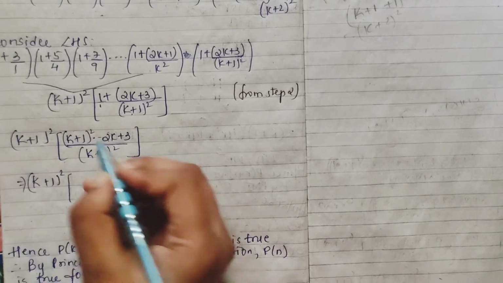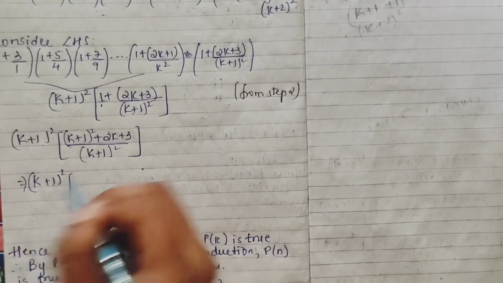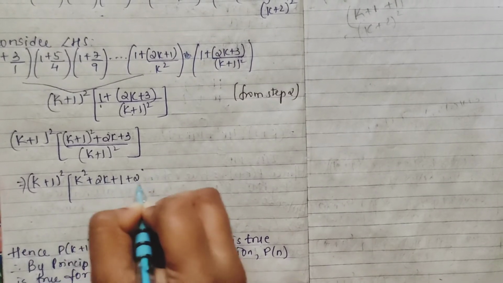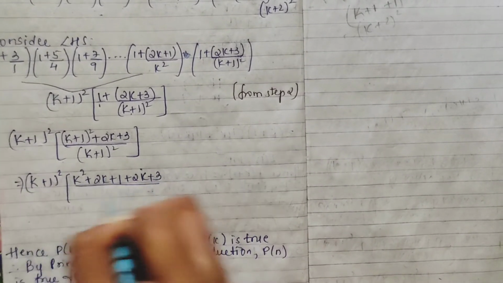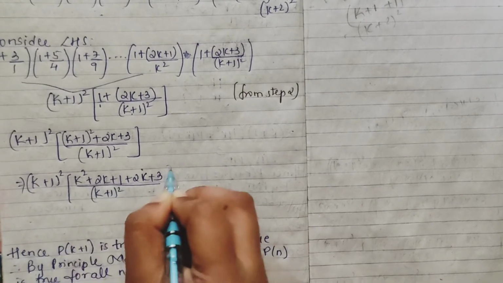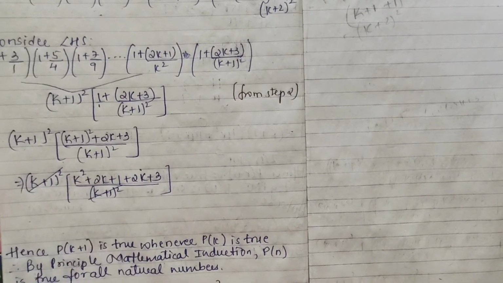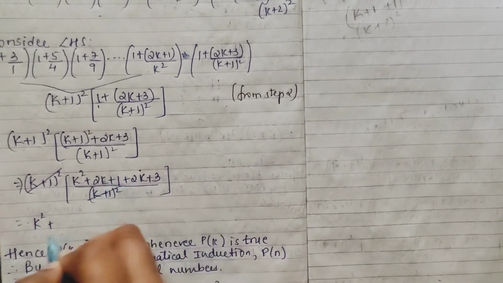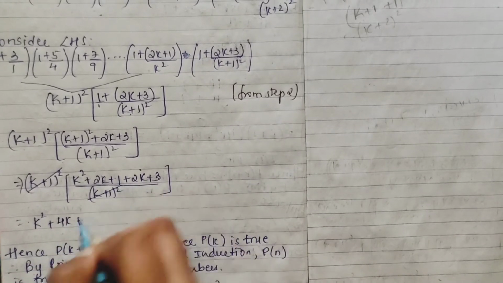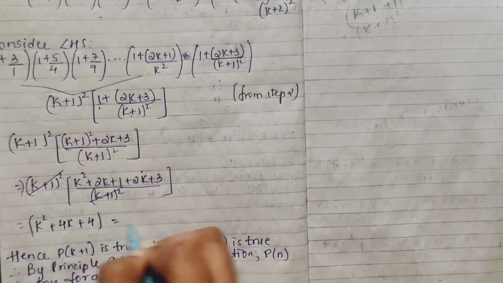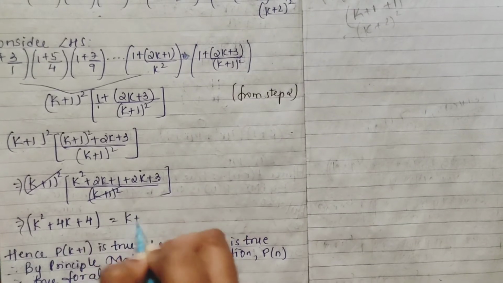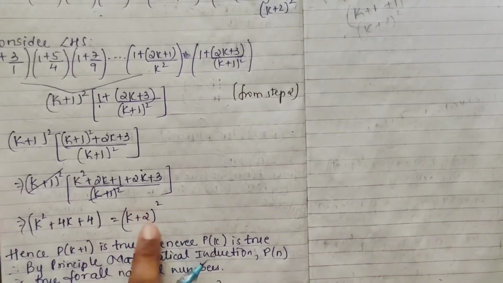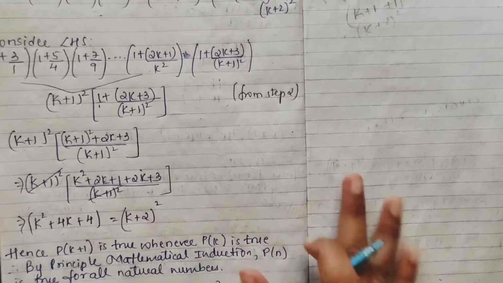From here if I open this up, (k plus 1) square means (a plus b) the whole square: a square plus 2ab plus b square, plus 2k plus 3, whole divided by (k plus 1) the whole square. So I can cut off (k plus 1) whole square, (k plus 1) whole square, and I will have here k square plus 2k plus 2k is 4k, 3 plus 1 is 4. So this I get as (k plus 2) whole square, (a plus b) the whole square form only, right? If you open up, see, k square plus 2 square is 4 plus 2ab.